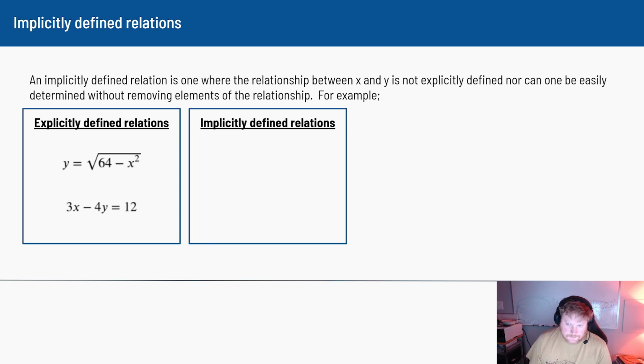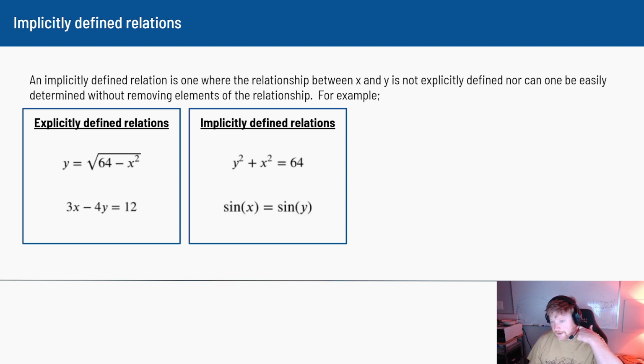Some implicitly defined relations: y squared plus x squared is equal to 64. From geometry, you might recognize this as the whole circle with radius 8. I can't solve this for y without removing some elements of the graph. And we'll see that in an example in a moment.